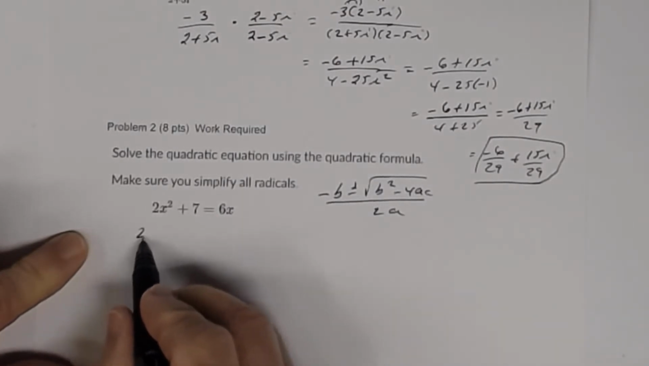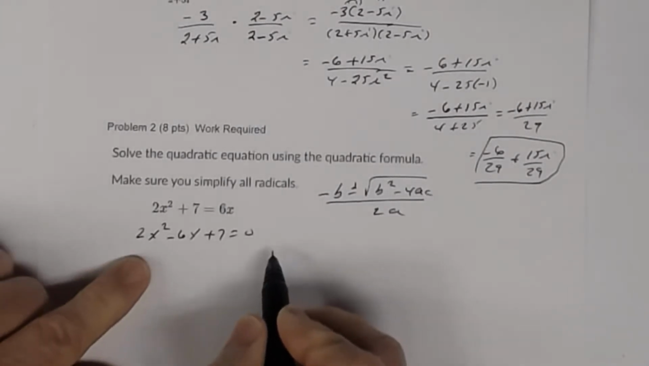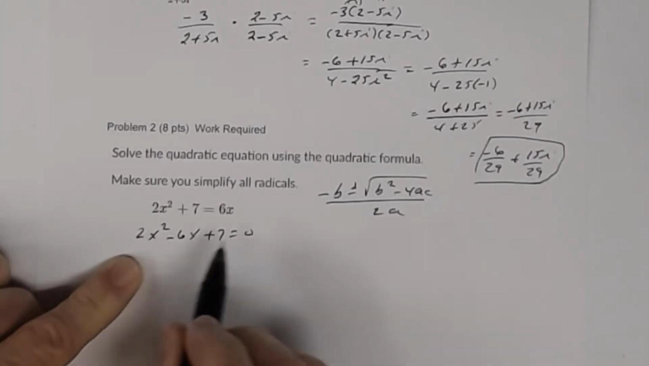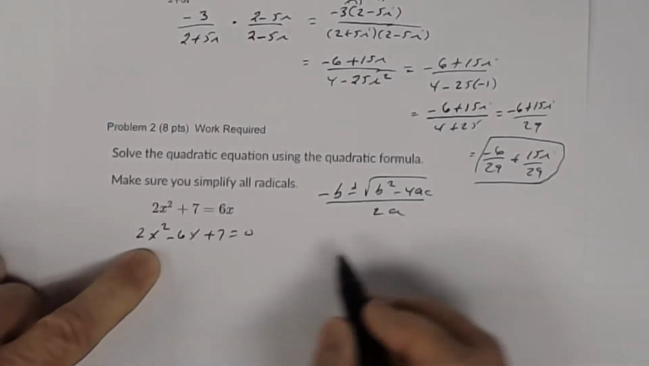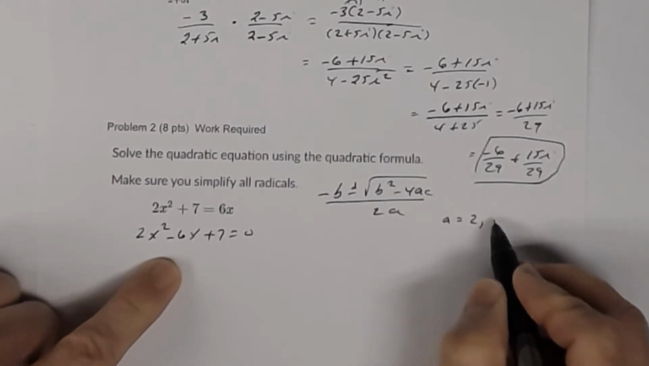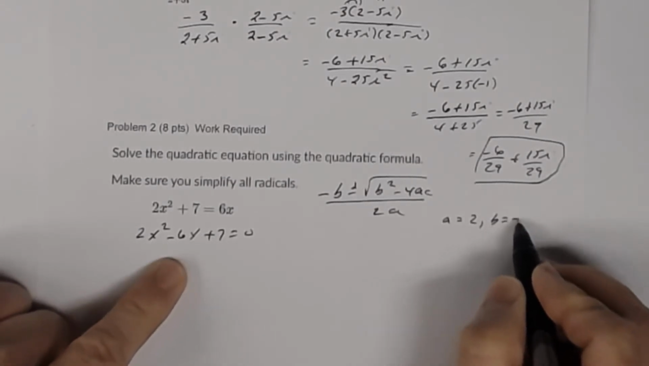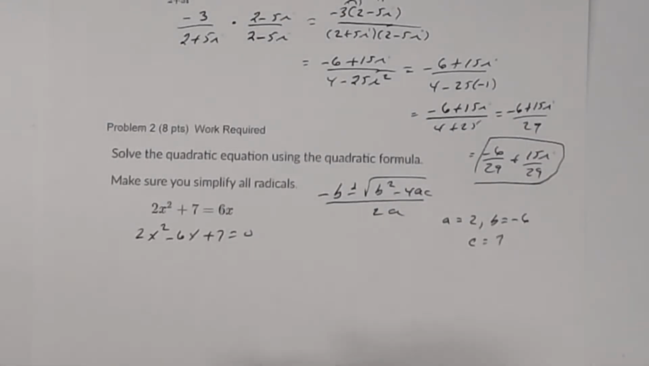So when I do that, I get 2x squared minus 6x plus 7 equals 0. Now make sure you're substituting the correct values for a, b, and c into the formula. So in this case, a is the coefficient of x squared, so that's 2. b is the coefficient of x, so that's negative 6, and c is your constant, which is a positive 7.